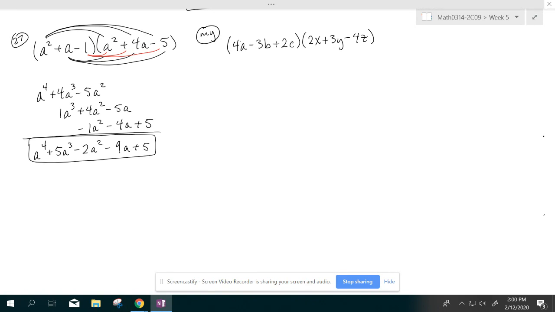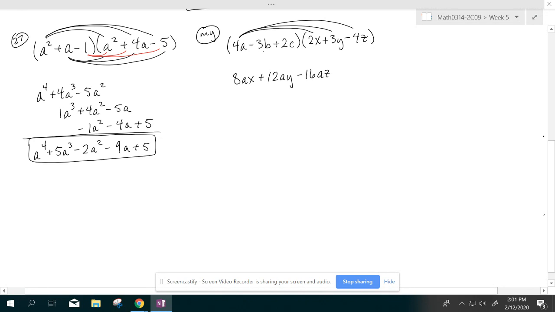Here we go. 4a times 2x. 4 times 2? Is it xa or ax? 4a times 3y. 4 times 3? Ya or ay? 4a times negative 4z. 4 times negative 4? za or az? Az. Everybody see so far?